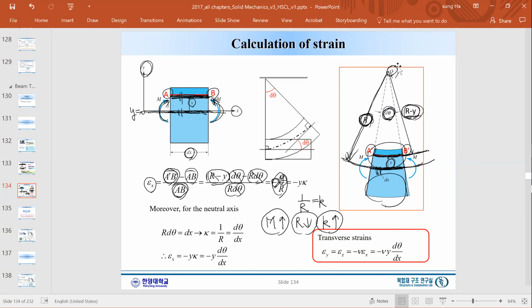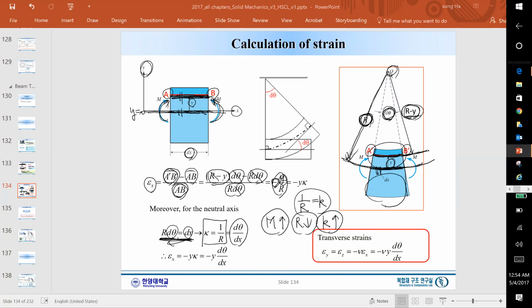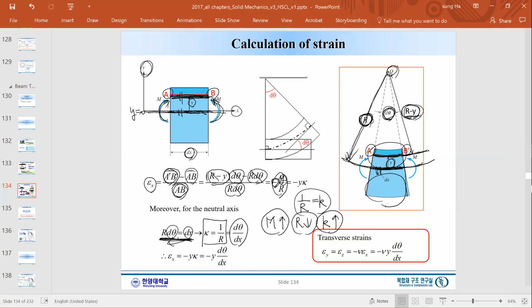And also this r d theta is simply dx. That was the one we observed, and so k was simply 1 over r. So from these definitions, 1 over r is d theta over dx. What is d theta over dx? Well, we can put it in this way.